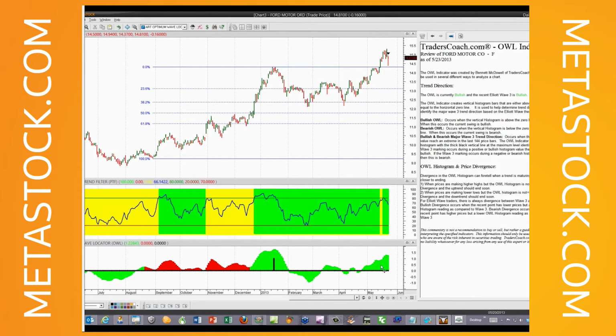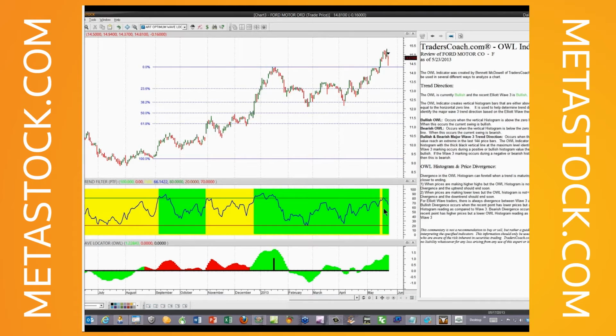And if you notice here, we have a strong bullish OWL representing wave 5. We have bearish divergence between the top of the OWL here and the top of the OWL at wave 3. So that's what we expect for a wave 5. We still have a green PTF at this point, so we are expecting more highs. So that's another confirmation that wave 5 is not over. We haven't had a top to this trend yet.